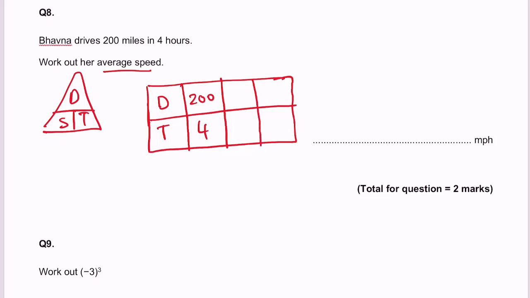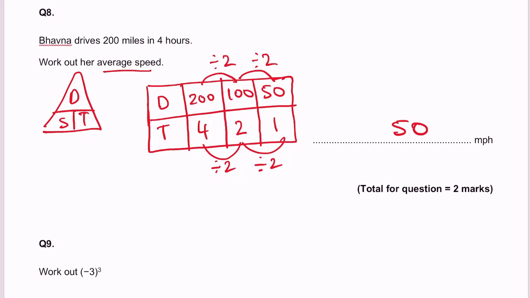So let's divide 4 by 2, that gives us 2. Divide this by 2, that gives us 100. Divide by 2 again, that gives us 1, and divide this by 2 again, that gives us 50. So in 1 hour it travels 50 miles, so the speed is 50 miles per hour. The best thing about this method is you don't need to remember any formula, but I'll do the formula way anyway because a lot of people do the formula way as well.